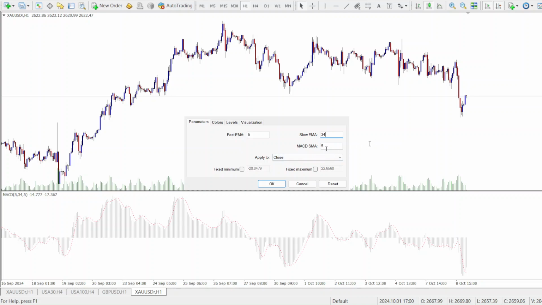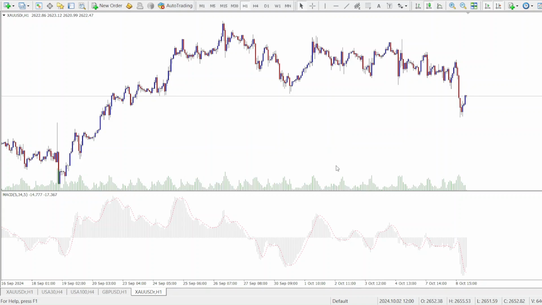Now, as for the MACD SMA, the signal line acts as a smoother, allowing you to filter out false signals and focus on more reliable crossover opportunities. Okay, let's get back to the chart.